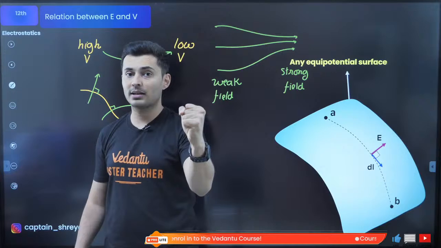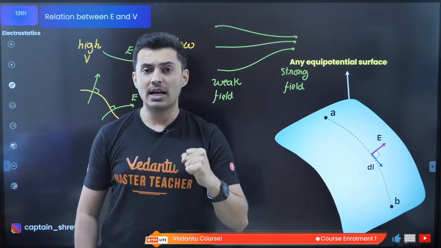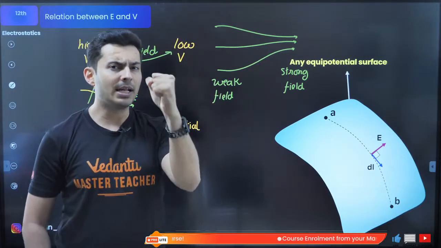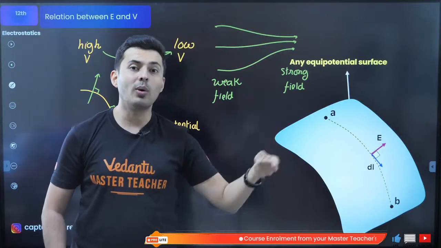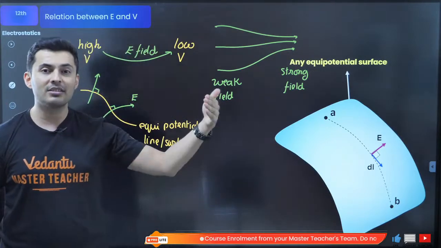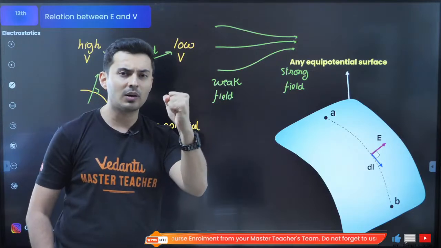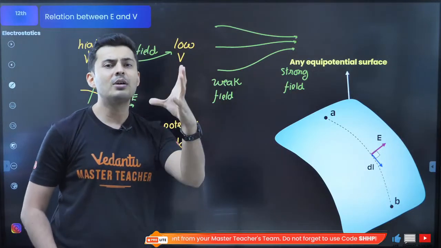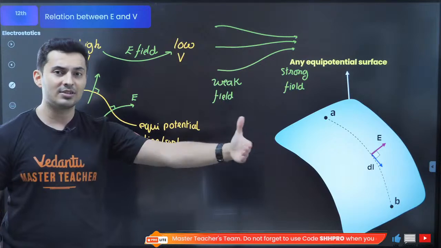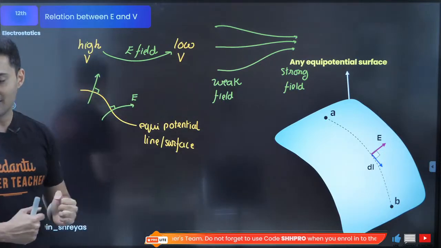If there is more work done by that electric field on that charge, that means the potential will change very quickly. So potential changes quickly where the field is strong. If the field is weak, force is weak, work is small, so potential will change slowly. So you will see this.